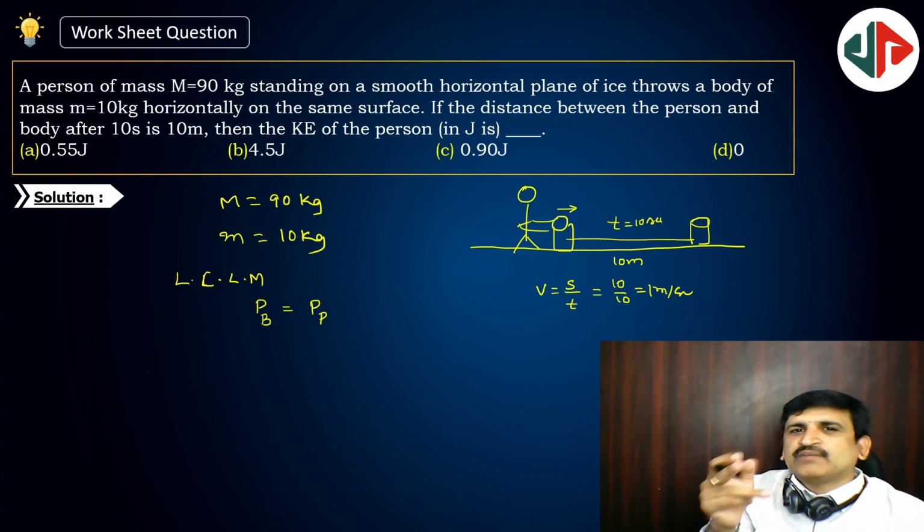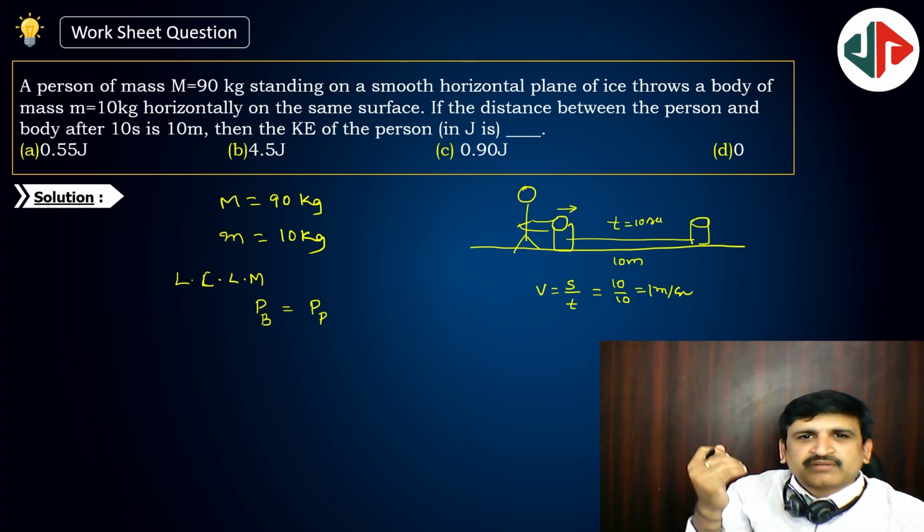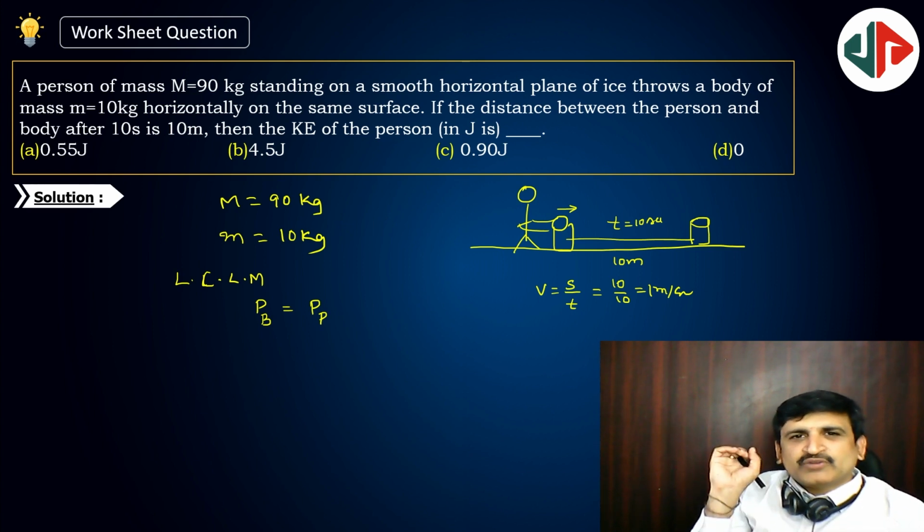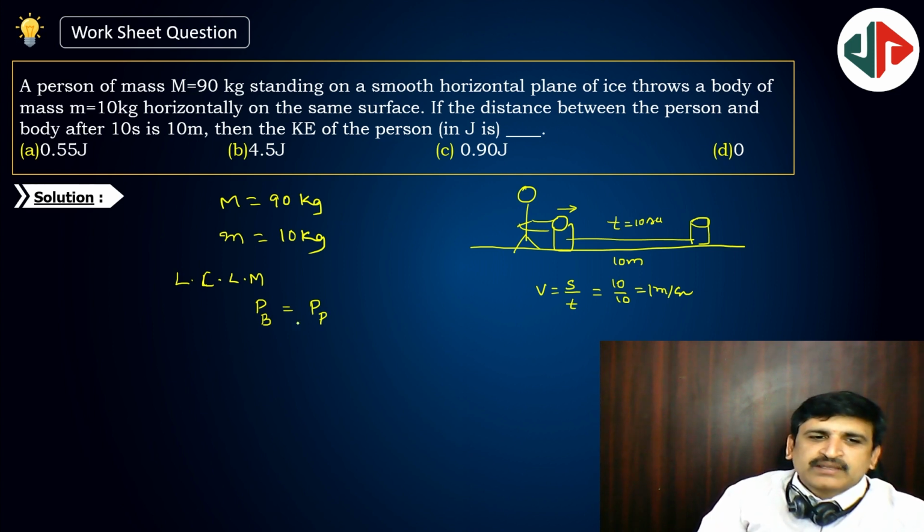Suppose you are firing a bullet, then the momentum of the bullet equals the momentum of the gun. Like that, if I'm throwing a body, the body's momentum and the person's momentum will be the same. Actually, I need not calculate the person's momentum because he is asking for kinetic energy. So the momentum of the body is mv, that is m value 10 kg, velocity 1 meter per second, so that equals 10.